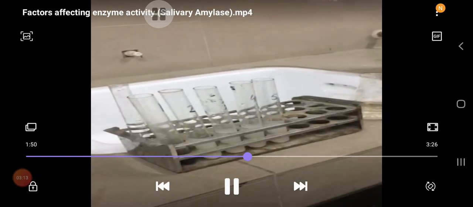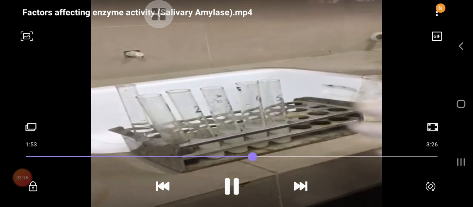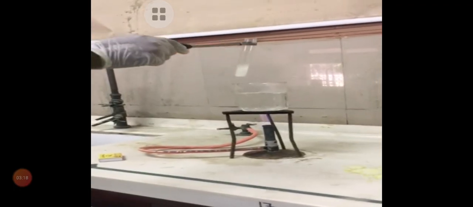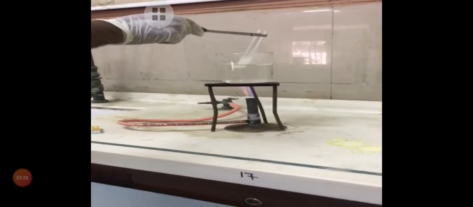Next we will add 1% HCl in test tube 3. So we have added an acid in test tube 3. Now we are adding sodium bicarbonate, which is a strong base, in test tube 4. And test tube 5 will be heated for 15 minutes.